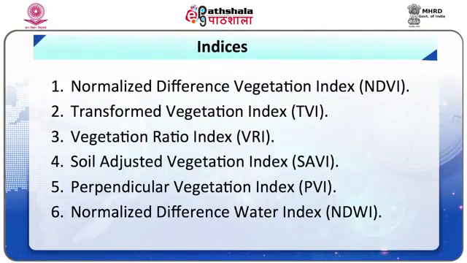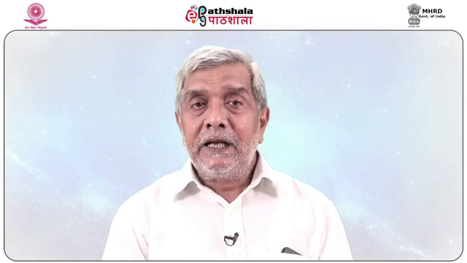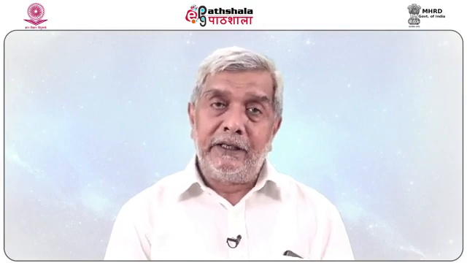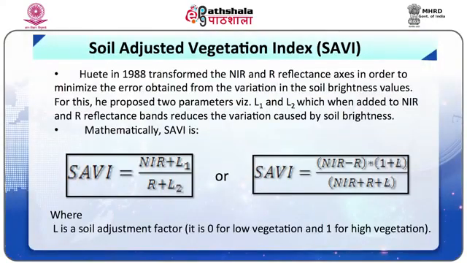The next index of significance is the Soil Adjusted Vegetation Index, known as SAVI. SAVI was developed by Huete in 1988. He transformed the NIR and R reflectance axes in order to minimize the error obtained from the variations in soil brightness values. For this, he proposed two parameters, L1 and L2, which, when added to the NIR and R reflectance bands, reduce the variations caused by soil brightness. Mathematically, SAVI can be represented as NIR plus L1 divided by R plus L2, or NIR minus R multiplied by 1 plus L divided by NIR plus R plus L. It is shown in equation 6.